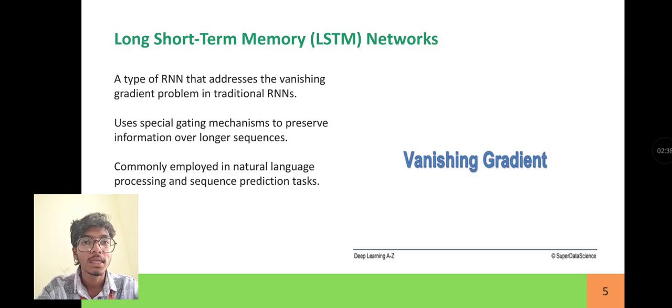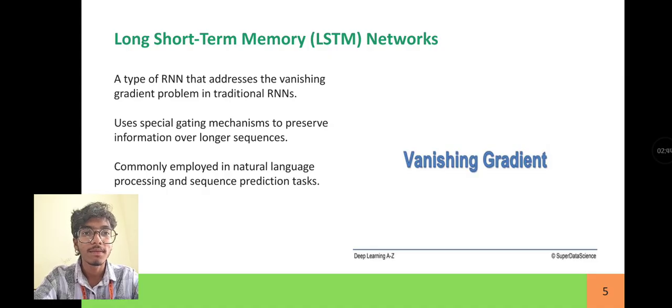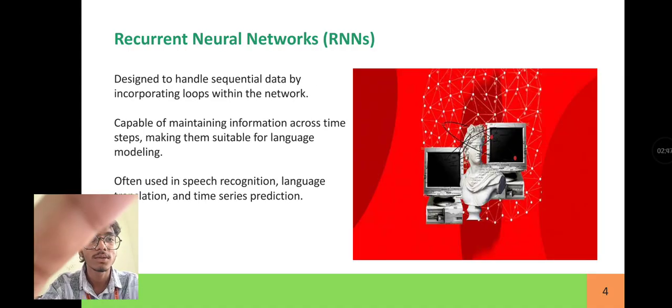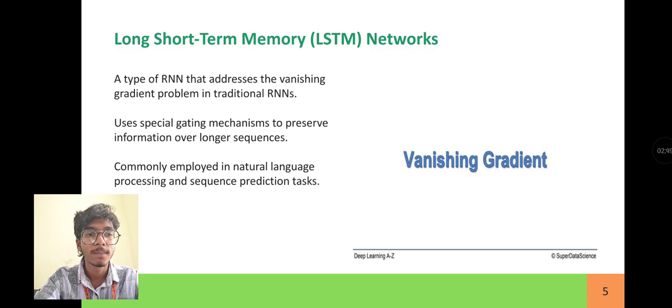And next, long short term memory networks, also called LSTM for short. It is a type of RNN, meaning recurrent neural network, that addresses the vanishing gradient problem in traditional RNNs. It also uses special gating mechanisms to preserve information over longer sequences. It is commonly employed in natural language processing and sequence prediction tasks.